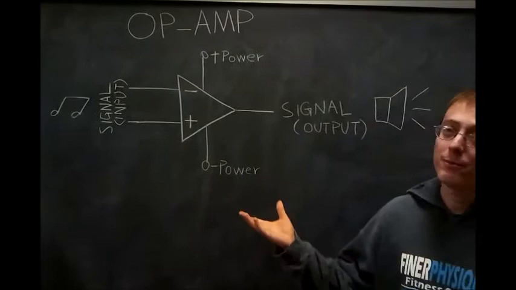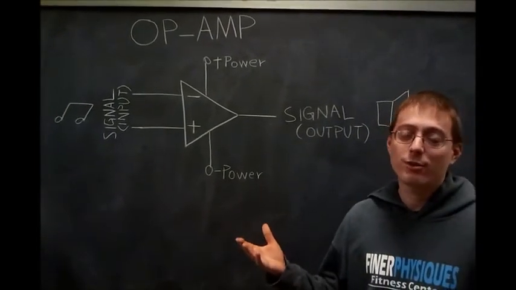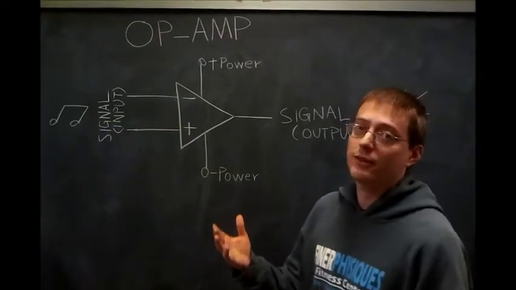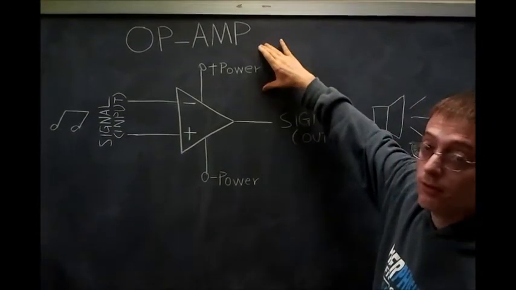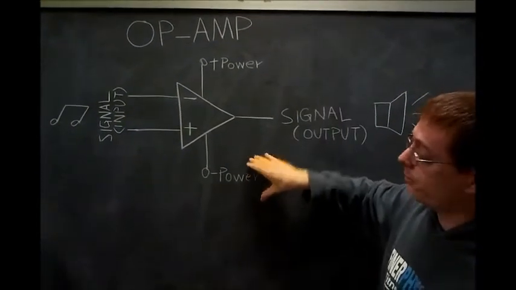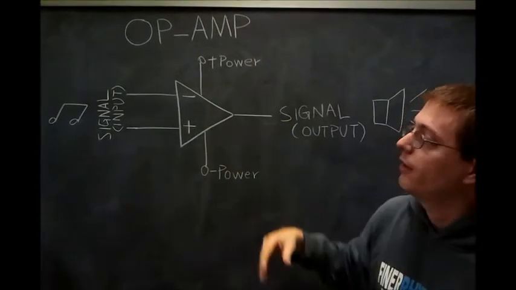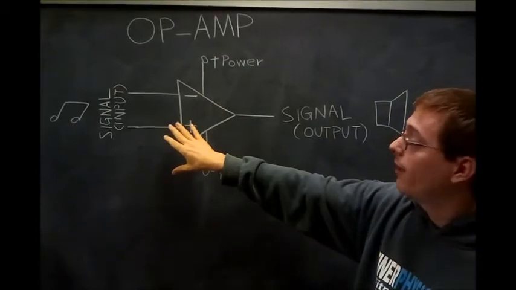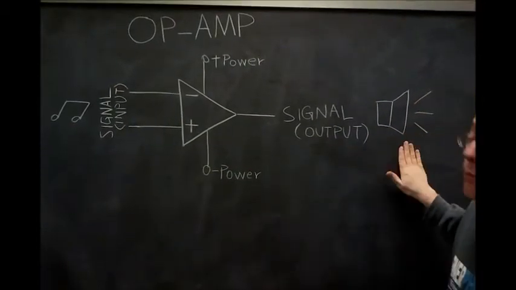This is the op-amp, and it's the most important component. It's what's going to boost our signal, and it's also why we split our power source into positive and negative. Here's our positive 9 volts, here's our negative 9 volts to power this component. Then we're going to have a signal, in this case music again, into our op-amp, and then out of our op-amp we're going to get louder music.